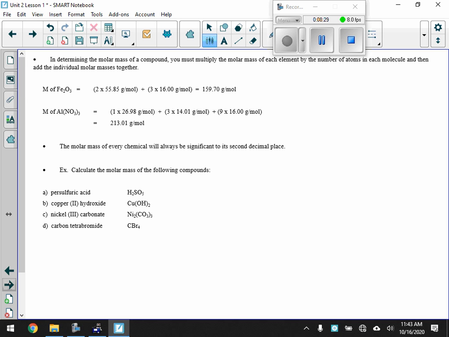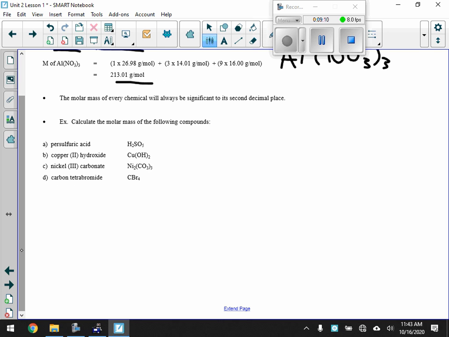As far as adding up molar masses, we have to make sure that we know how to do this. In this case here, we have some iron 3 oxide. We need 2 irons, plus 3 oxygens. So 3 times 16, which is 159.70. You're going to have to write that in there if you weren't here. Here we have aluminum nitrate, which looks like this. 1 aluminum. How many nitrogens do I need here? 3. How many oxygens do I need? 9. So add up all those and we should get 213.01.